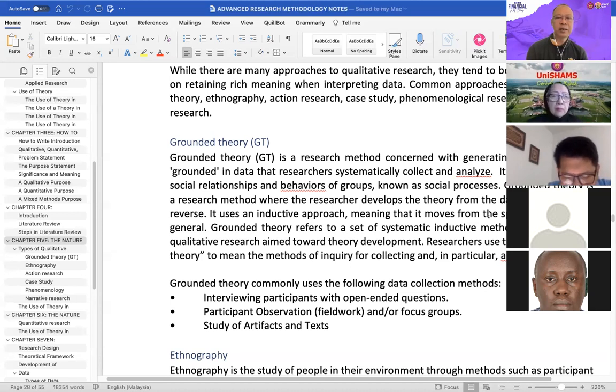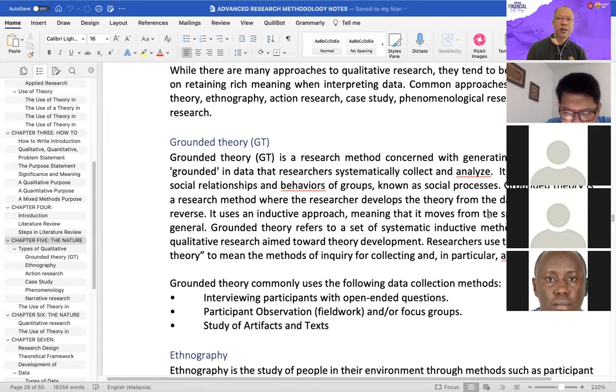It uses an inductive approach. Inductive approach means that it moves from specific to the more general. Grounded theory refers to a set of systematic inductive methods for conducting qualitative research aimed towards theory development. Researchers use the term grounded theory to mean the methods of inquiry for collecting and in particular analyzing data.